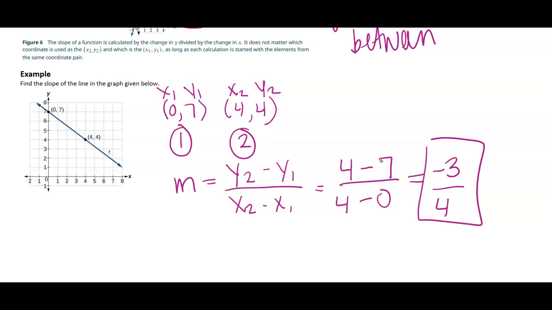Now, the other thing that we could do is, I always choose to go left to right when I do rise over run, and so I choose the leftmost point. Now, in this case, my rise is actually negative. I move down 3 points, and then I move over 4 points. And so if I do my rise over my run, you'll see that you get the same answer as doing it in the formula.